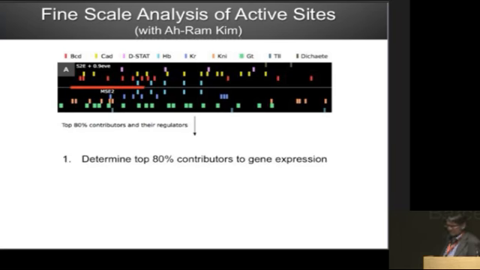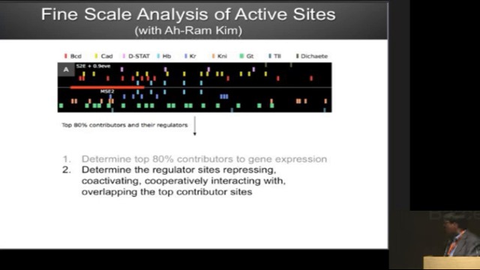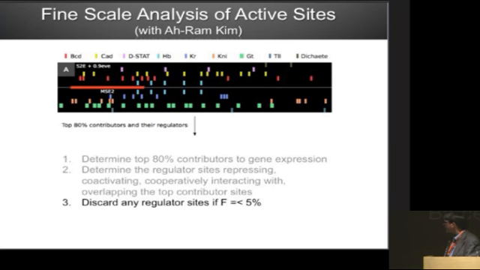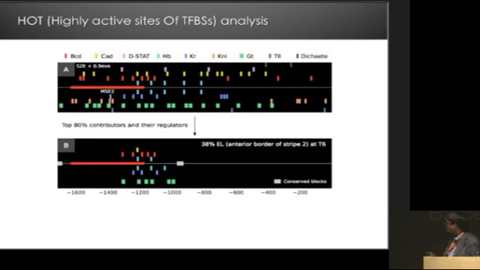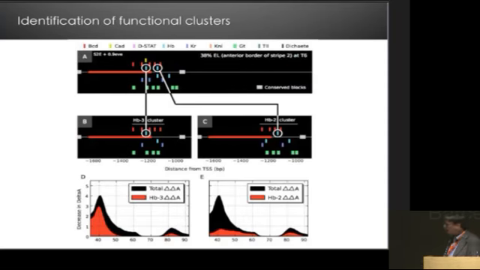So what Aram did was he looked at the top 80% contributors to gene expression. For each of those, he looked at the regulatory sites that were affecting them in any way. He discarded any if they were essentially providing no activating effect. And then the result was that you could actually look at a much simpler problem, which was a set of functional groups. In this case, these are the binding sites that control the anterior border of stripe 2. And so once you know that, suddenly things look a lot simpler.